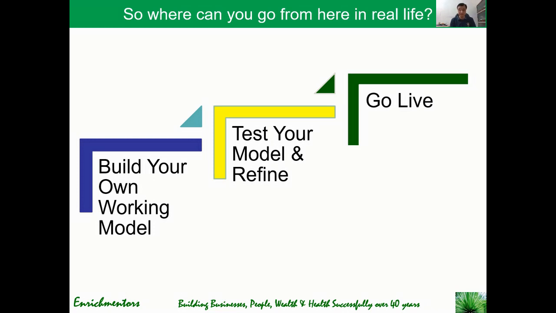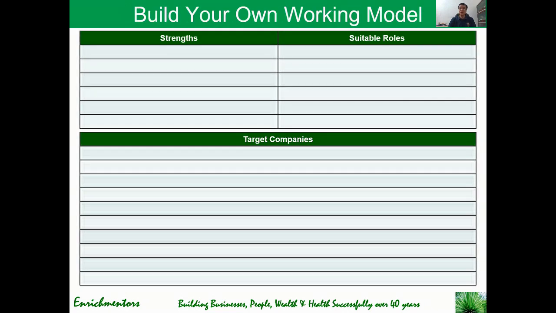That's the objective, right? You did this course to learn how to get an interview call, and that is what you should be able to get after doing this course, right? So how do we build a working model? A working model basically involves three things, right? We need to identify strengths.